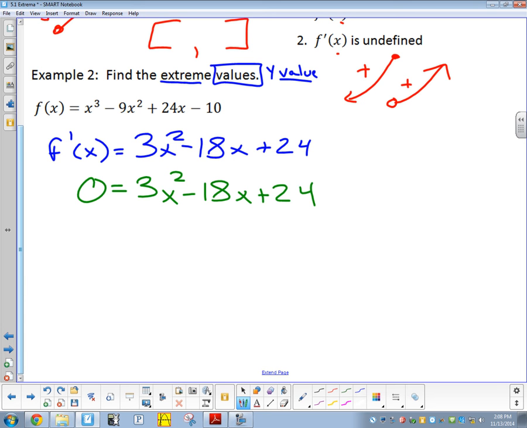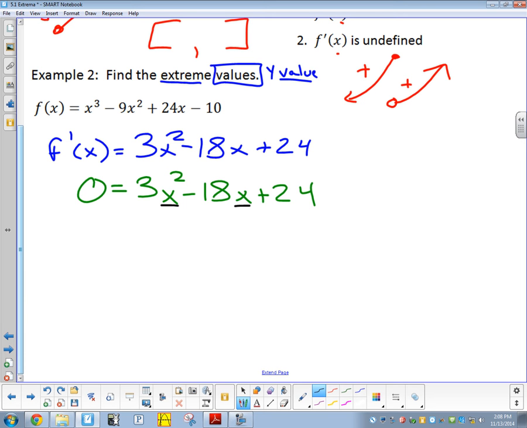Okay, so we set it equal to 0. That means we need to solve for x. What do we do here to solve for x? Not FOIL. We always say that. Factor. It's a quadratic. I've got an x squared and an x. I can't just subtract 24. I can do the quadratic formula or I could factor.